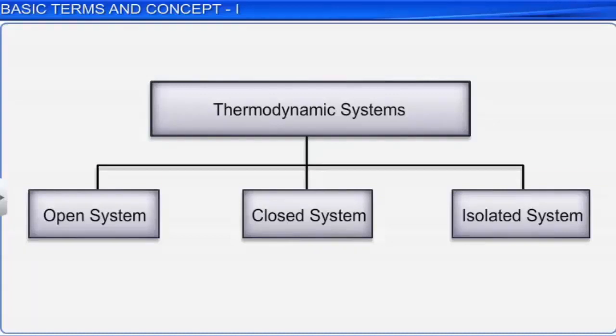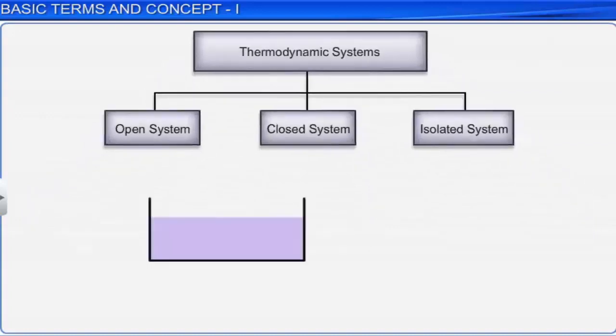In thermodynamics, based on the movements of matter and energy between a system and its surroundings, systems can be classified into three types. These are open system, closed system, and isolated system. Let's look at each system.